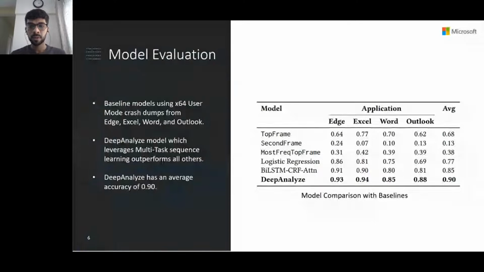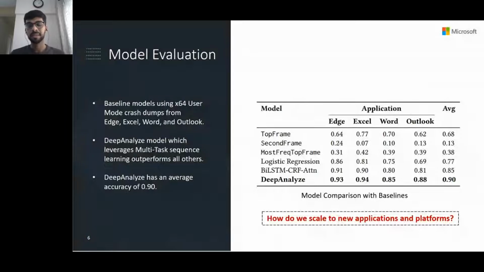Hence, we don't have any overlap in terms of the history of the data. We observe that although these baselines are quite strong, Deep Analyze still combines context and complementary information using this novel multitask learning procedure and outperforms all of these baselines with an average accuracy of 90%. But the question that remains is, how do we scale this to new applications and platforms? Does this mean that I have to train a new Deep Analyze model for every single application? And would that be efficient to do so?